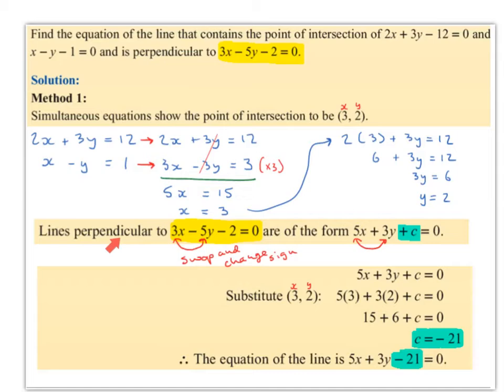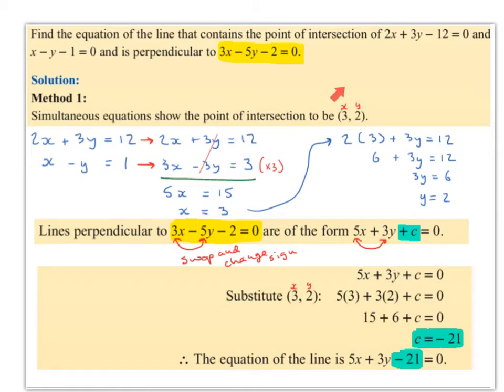Lines perpendicular to 3x - 5y - 2 = 0 are in the form of 5x + 3y + c = 0. So what we do is swap the 3 and the 5. Instead of 3x - 5y, we get 5x + 3y. We swap the numbers in front of the x and the y, and we also change the sign, so that minus becomes a plus. Instead of this minus 2, we just have a plus c because we don't know what the constant is. So we have 5x + 3y + c = 0.